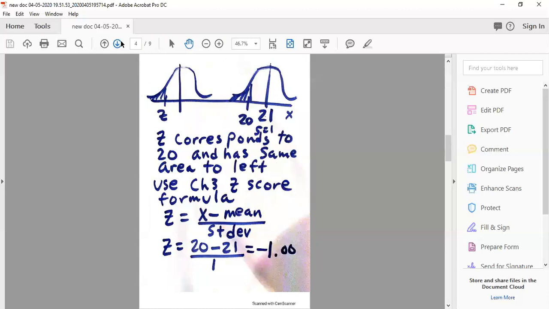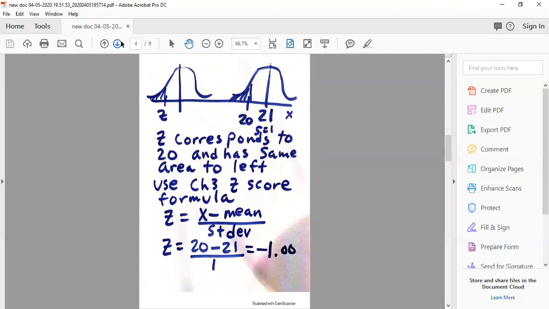There will be a Z corresponding to that 20. It has the same area to the left of that Z, that we'll have in the beginning. This is how we're going to use the Z table on these word problems.